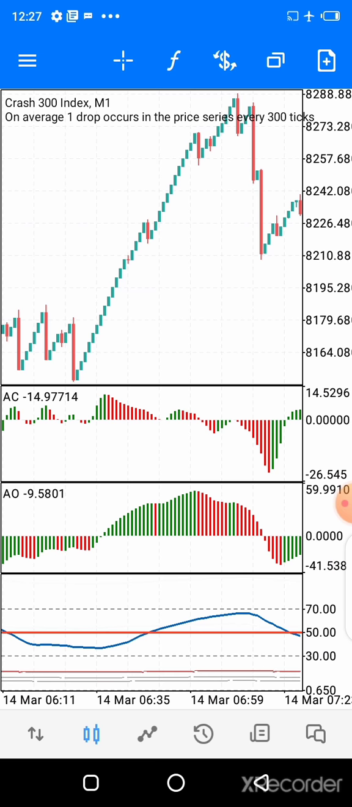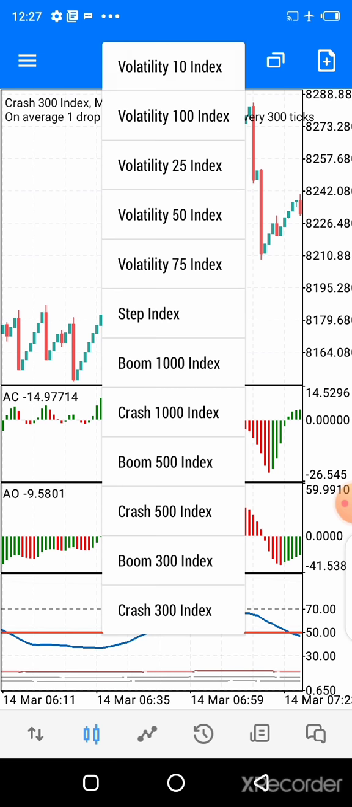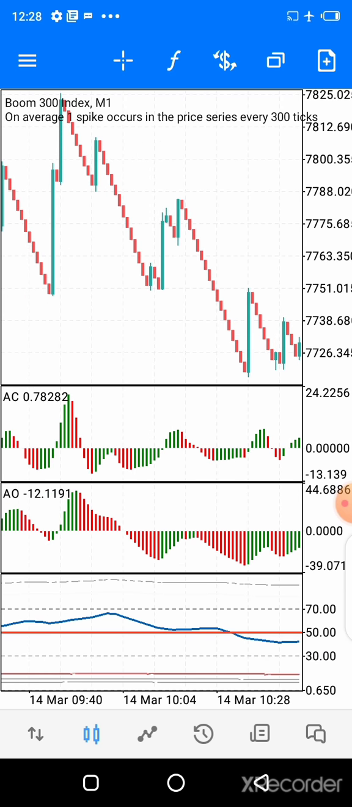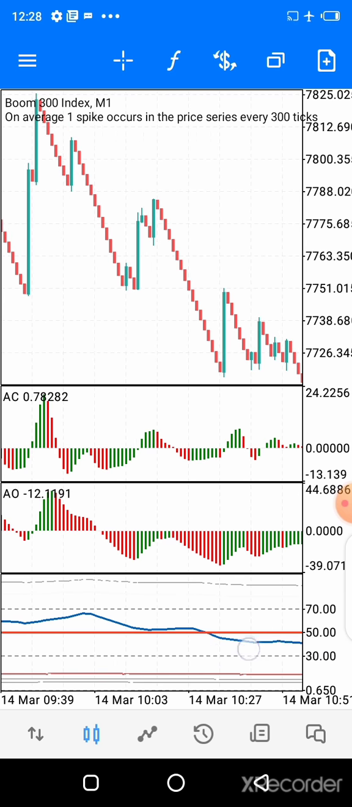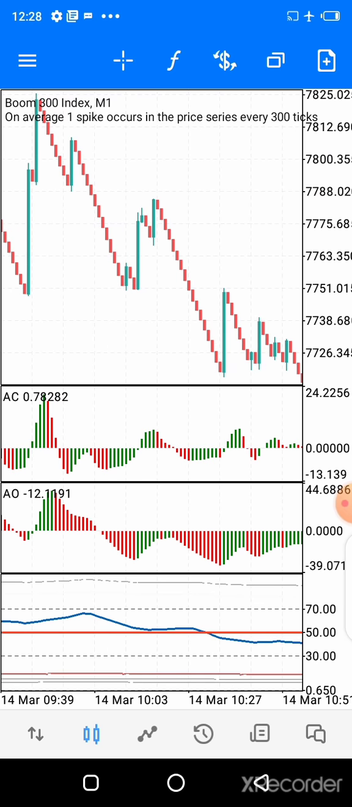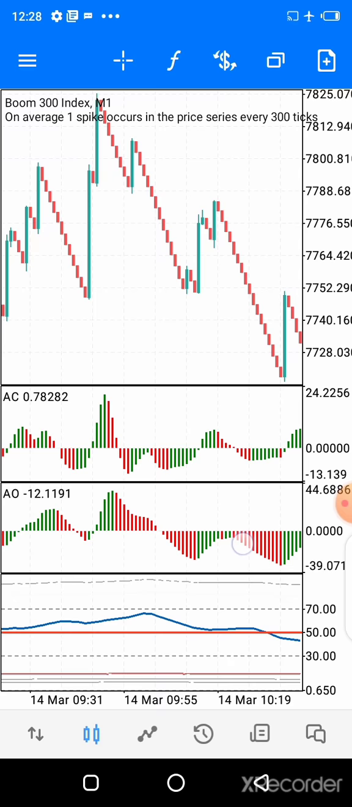So let's look at Boom 300. I said Crash 300, 4 candles. Now Boom 300 is the reverse, 4 candles as well. When your RSI, rule number 1, this is your RSI line, is below this level 50, you look for your sell condition. In your Accelerator Oscillator, which is this window, the candle has to be what? Red. And your Awesome Oscillator has to be red as well.